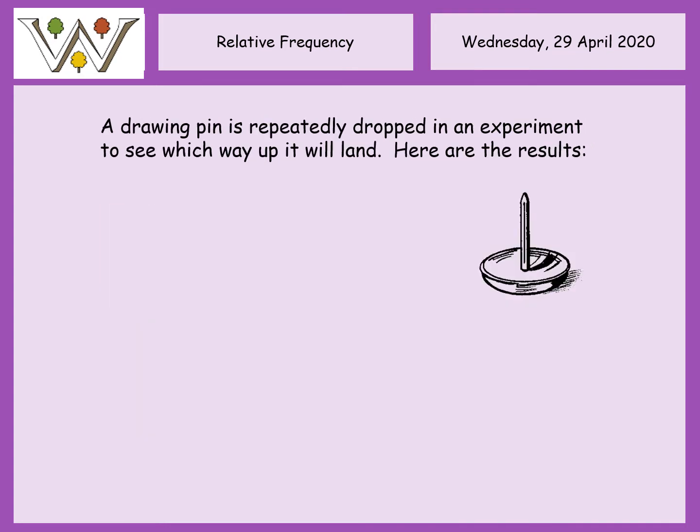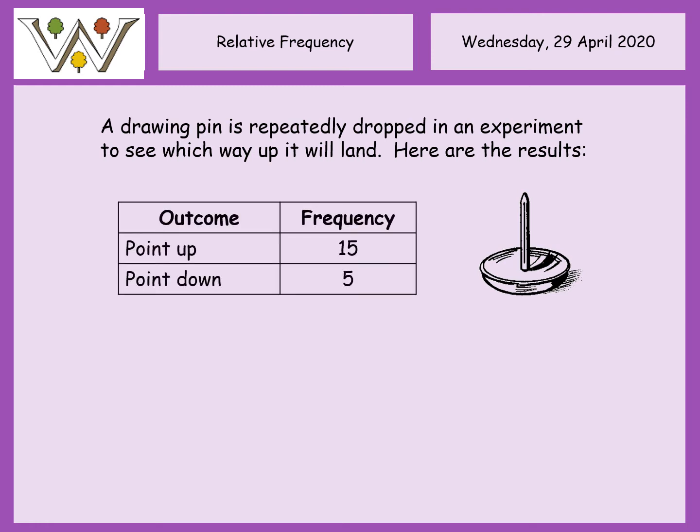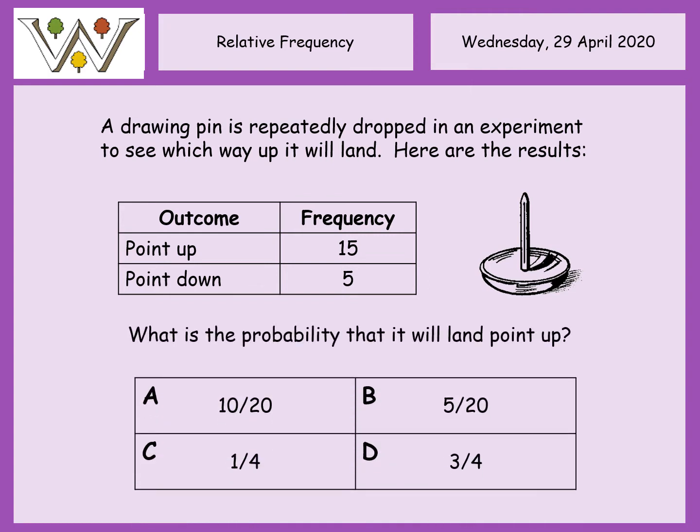So for example, a drawing pin. If you drop a drawing pin, it can land pointing up or pointing downwards, but it's not equally likely like the coin. So to find out the probability, we need to do an experiment to actually work out the relative frequency. So here, someone's done an experiment. They've dropped a drawing pin. It's landed point up 15 times and point down 5 times. And from this, we can work out the probability it will land point up.